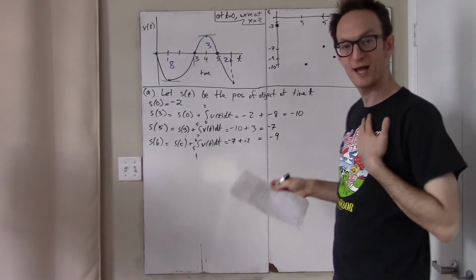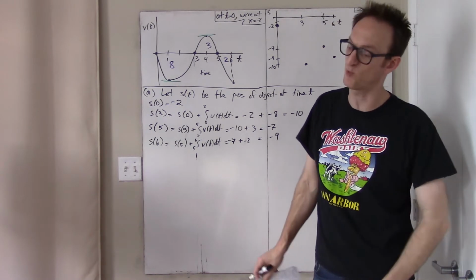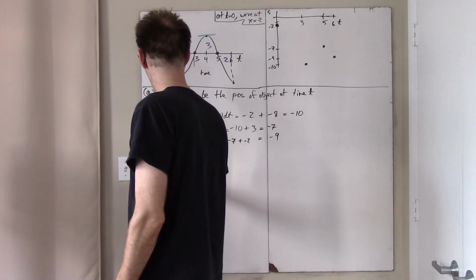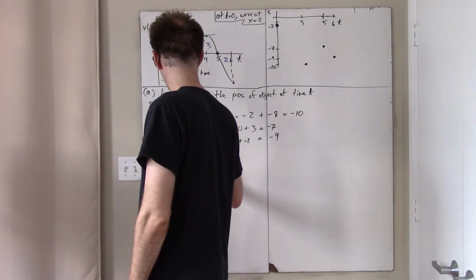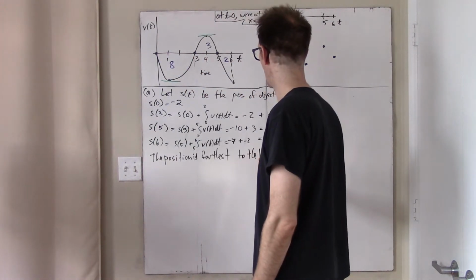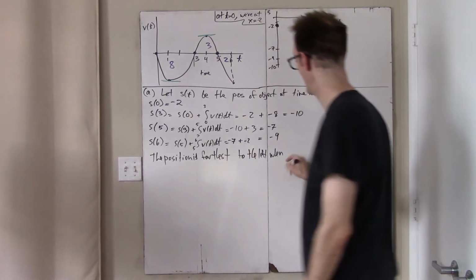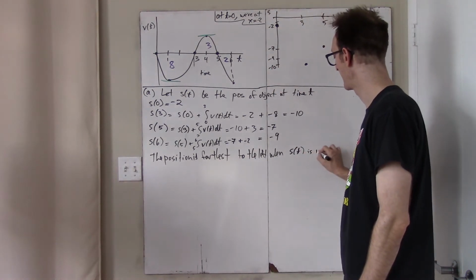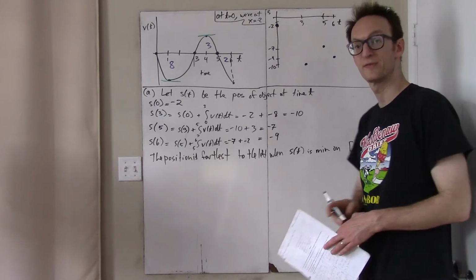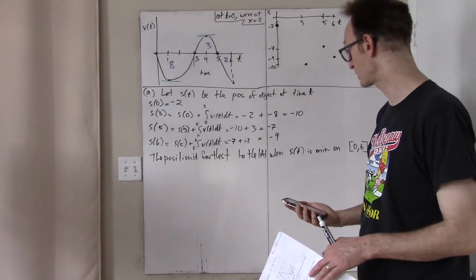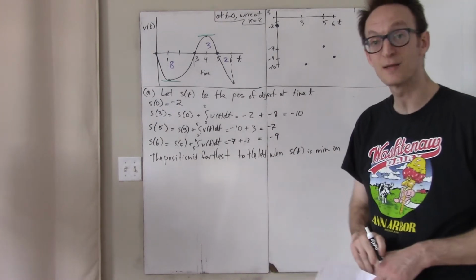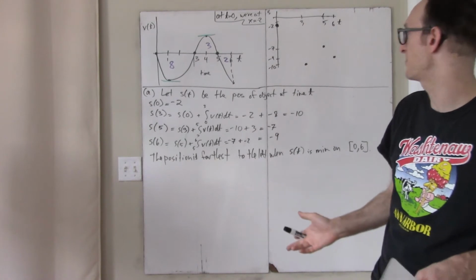Justify your answer. Okay, unfortunately, justify your answer means we really need to explain in words everything. So here we go. The position is farthest to the left when s of t is minimum on the interval 0, 6. In other words, this problem of finding the position farthest to the left is equivalent to just finding the location of the minimum of the position function.